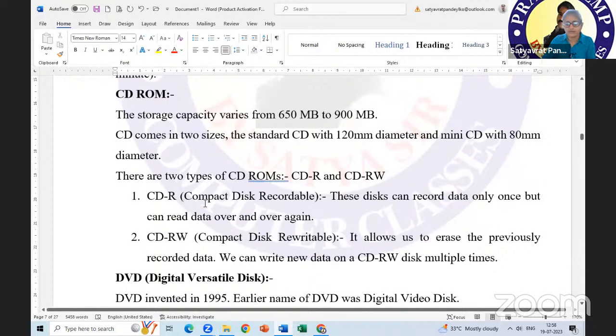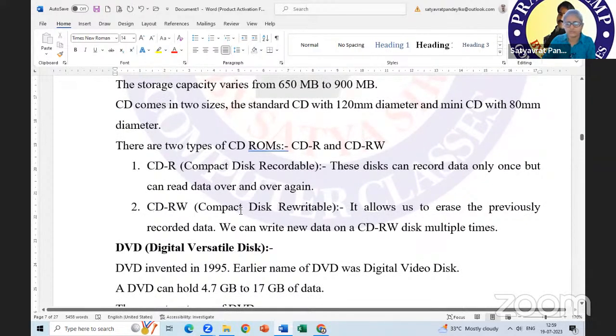First, CDR, compact disk recordable. This disk can record data only once but can read data over and over again. Now CDRW, compact disk rewritable. It allows us to erase the previously recorded data. We can write new data on a CDRW disk multiple times.